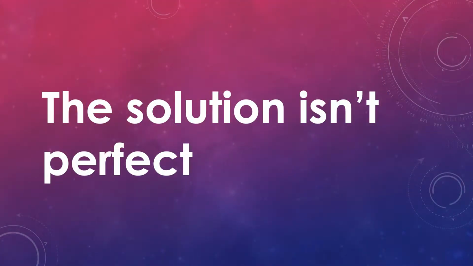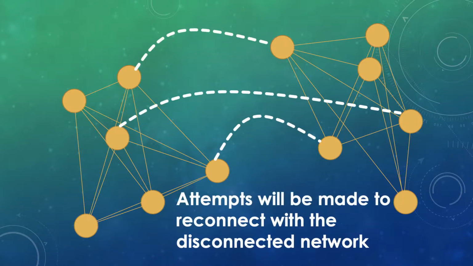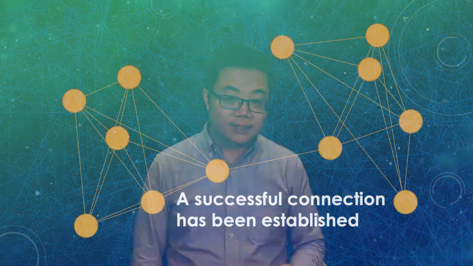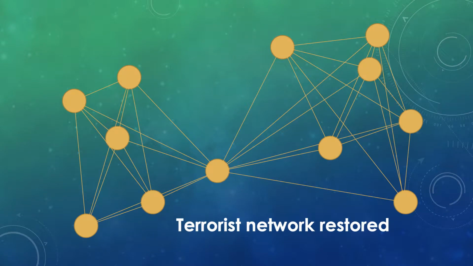But this solution isn't perfect. Why? Because after we eliminate that key personnel, members of both cells will attempt to reach out to one another. They will attempt to reconnect based on whatever little information they knew from the key personnel who was destroyed. A few attempts will be made and eventually one of them will be successful. And once one successful connection has been established, that person will become the new key personnel. And so everyone else will communicate through him. And in this way, the terrorist network is restored.